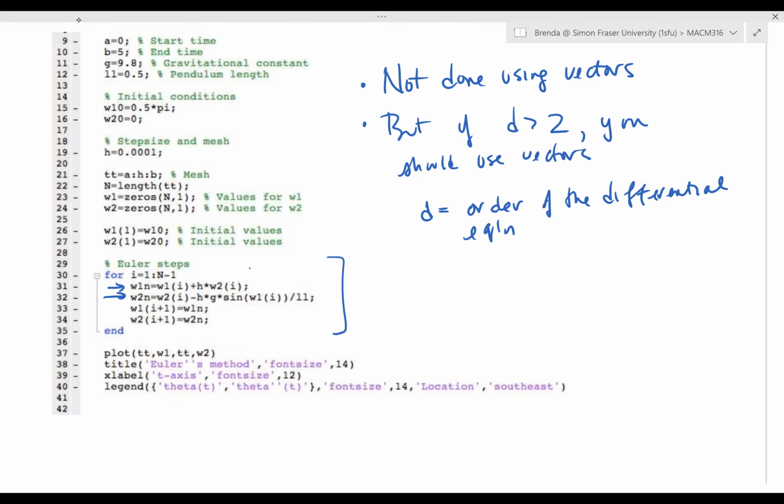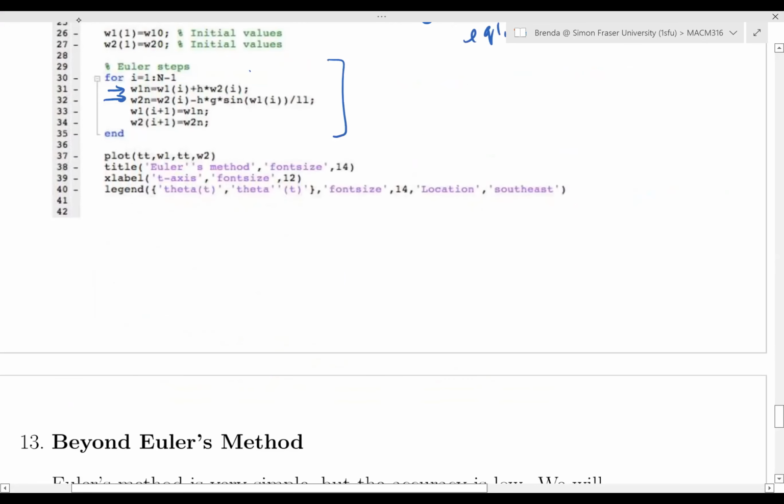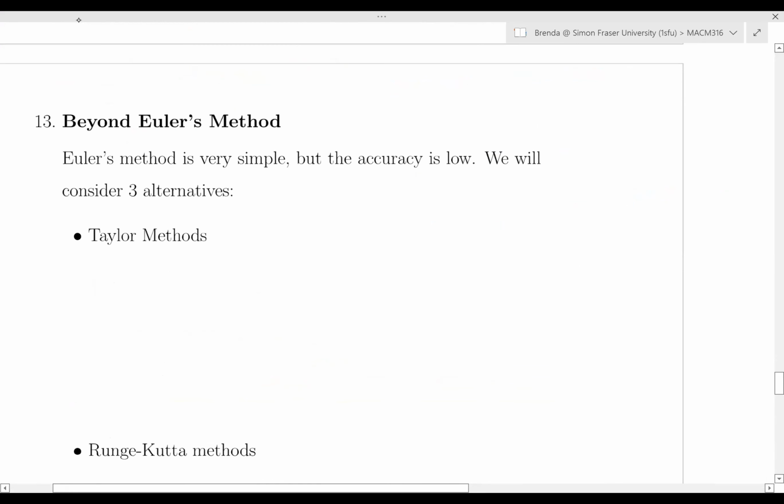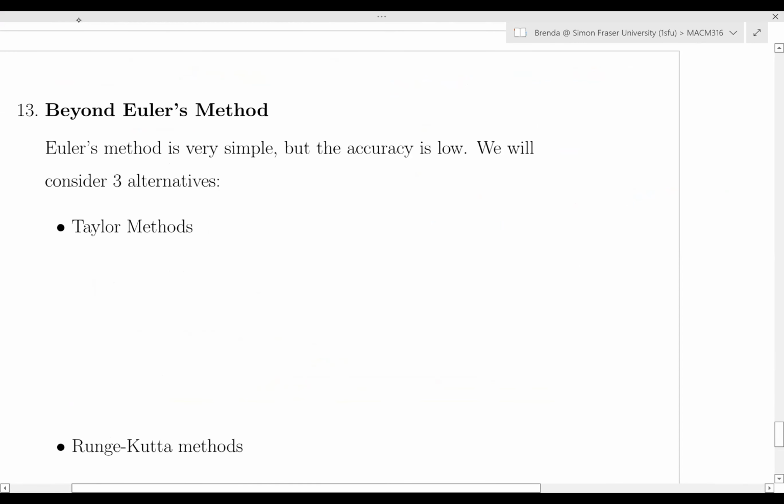Okay, there are a few things to say about this method. We're going to go beyond this. It's simple, but the accuracy is low. You start to accumulate lots of error, and after a while, your predictions for what the function looks like are lousy.